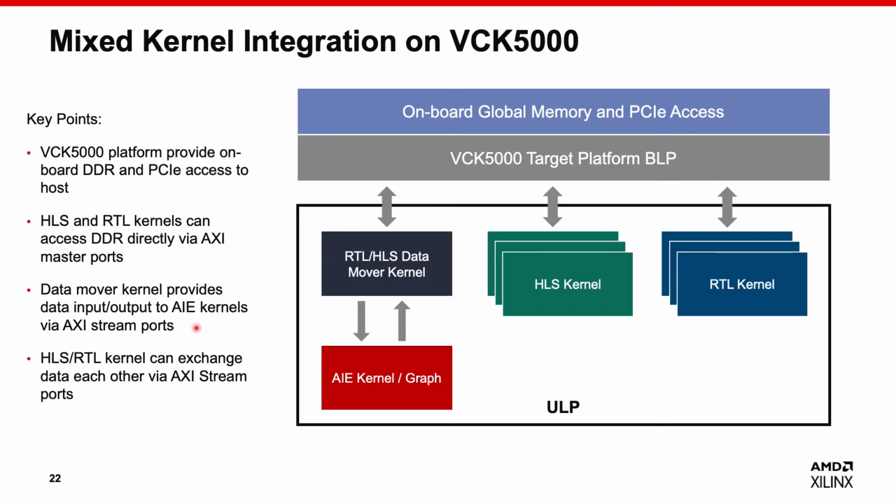Third, from the hardware perspective, the AI engine kernels only have AXI stream ports, so we need the hardware data mover kernels to transfer data to and from the AI engine kernels. Last, in addition to AXI master ports, HLS or RTL kernels can exchange data between each other via the AXI stream ports. By the way, since presently the XRT runtime cannot control the AI engine kernels directly, if you need to control the AI engine kernel from the host, you need to transfer some data as control information to AI engine kernels via the data mover as well.